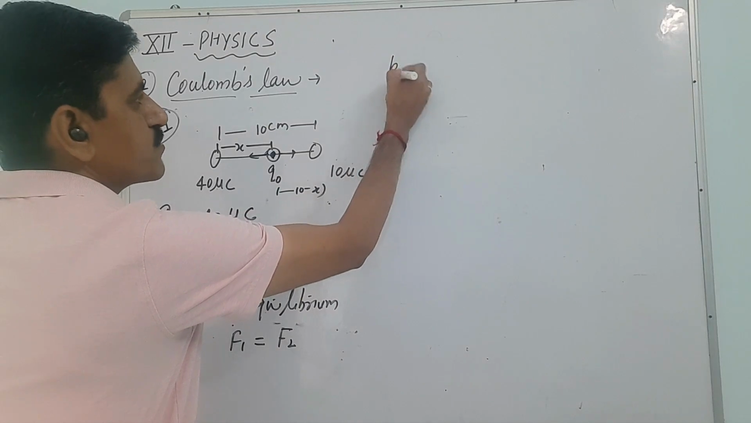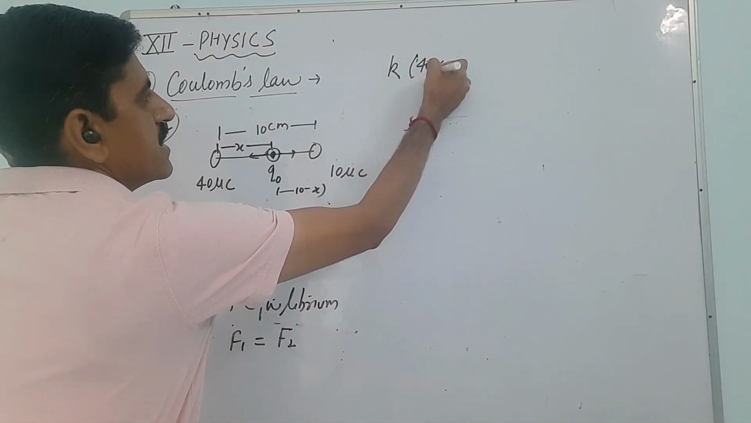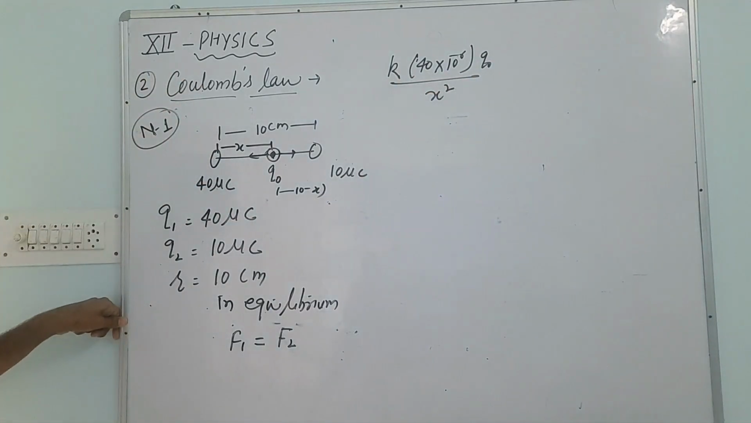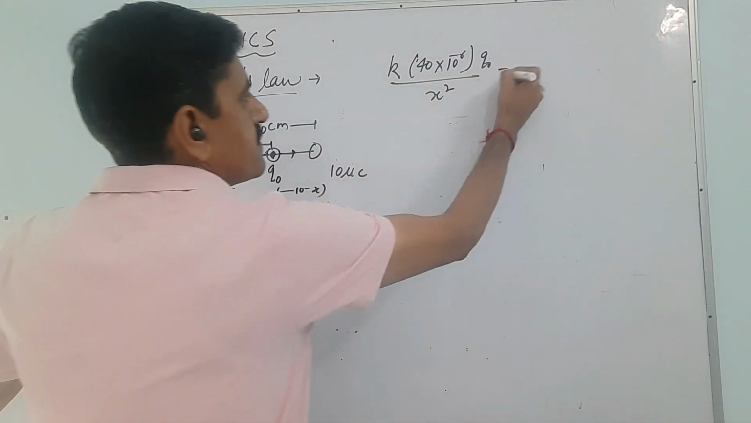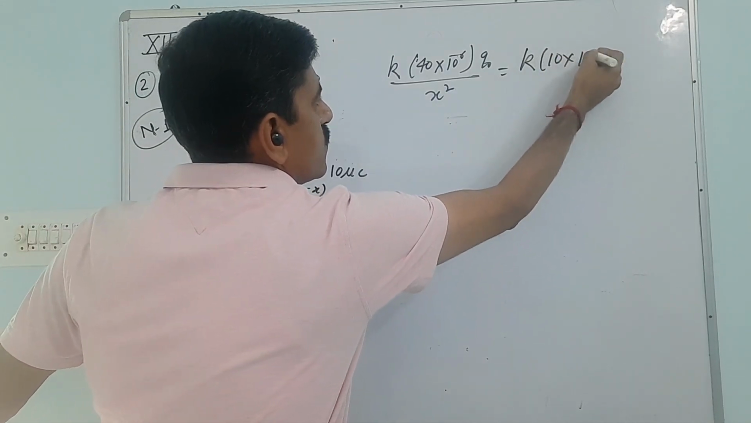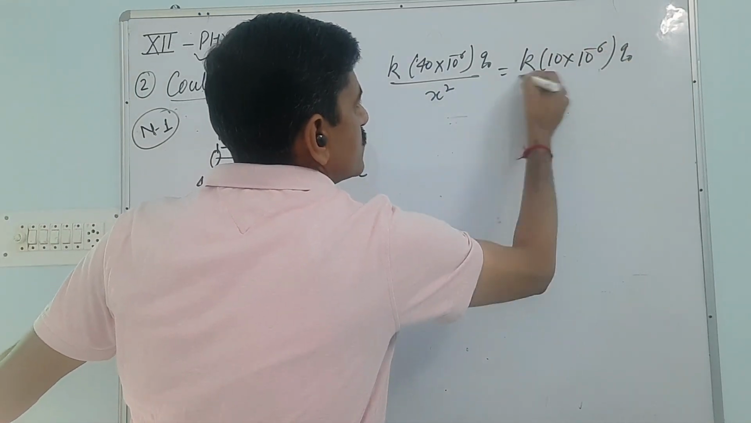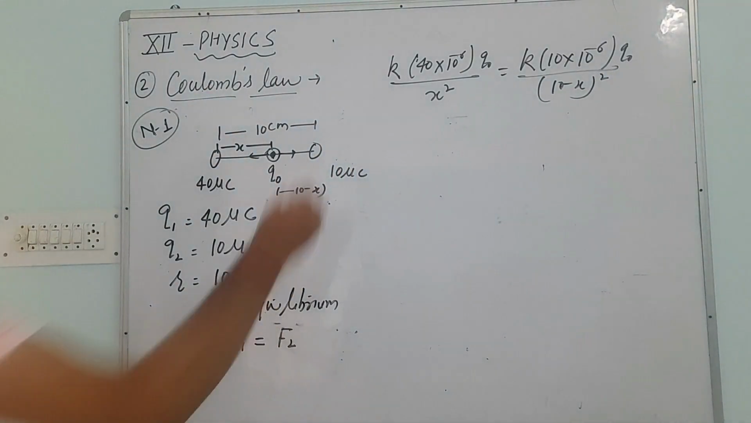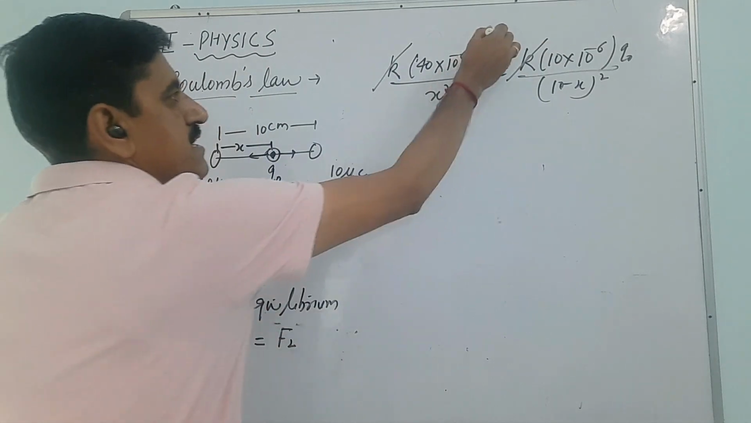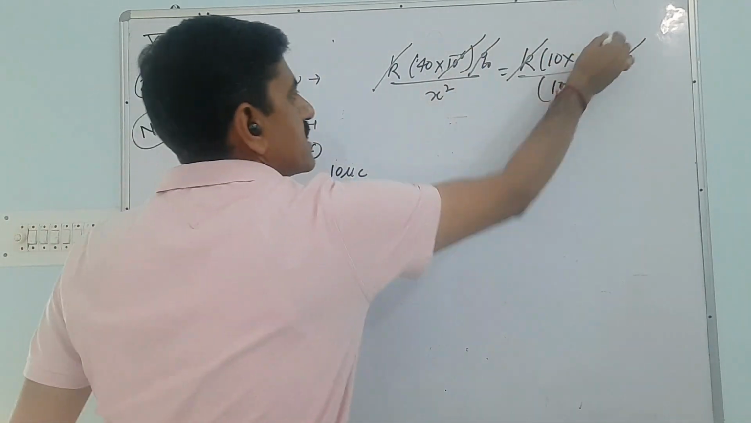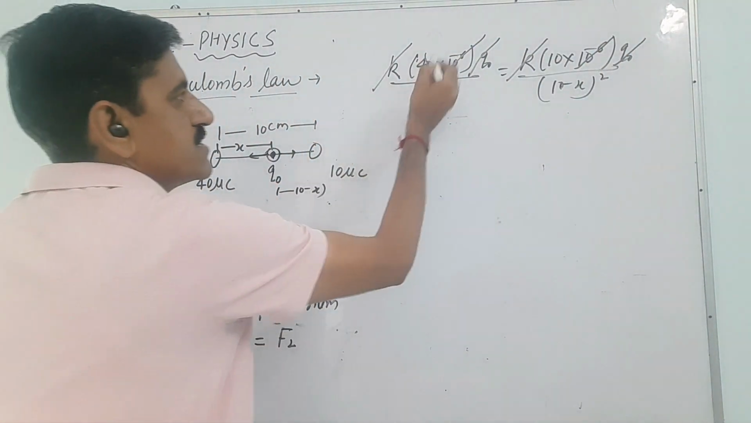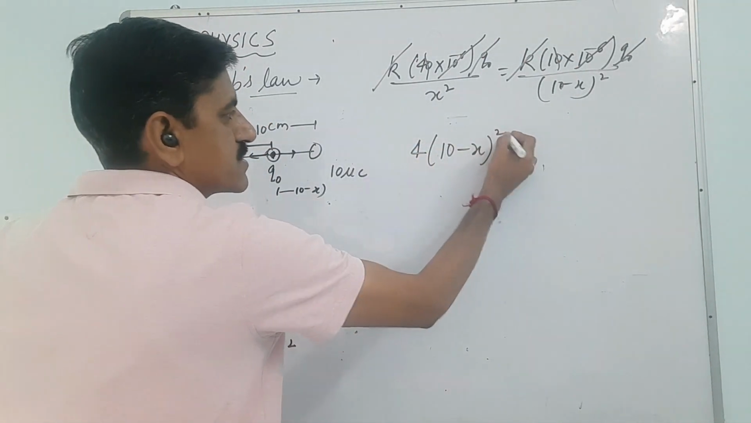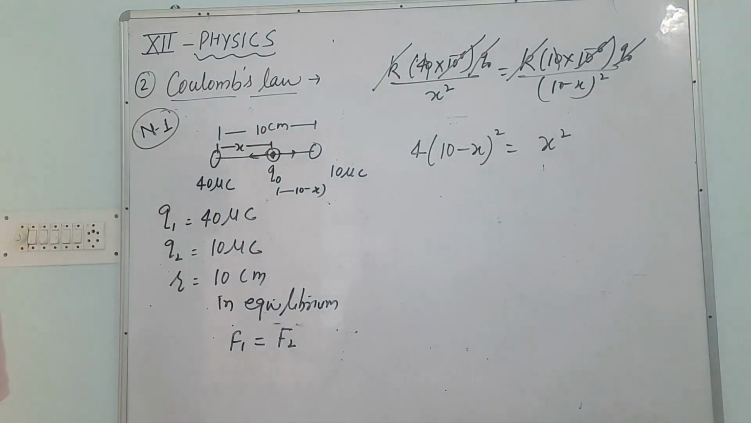So F1 is small k into 40 times 10 power minus 6, Q0 upon x square. What about the other? It's k into 10 times 10 power minus 6 into Q0 upon (10 minus x) square. K cancels out on both sides. Q0 cancels out. 10 power minus 6 cancels out. Next, 10 cancels out. Cross multiply: 4 into (10 minus x) square is equal to x square.